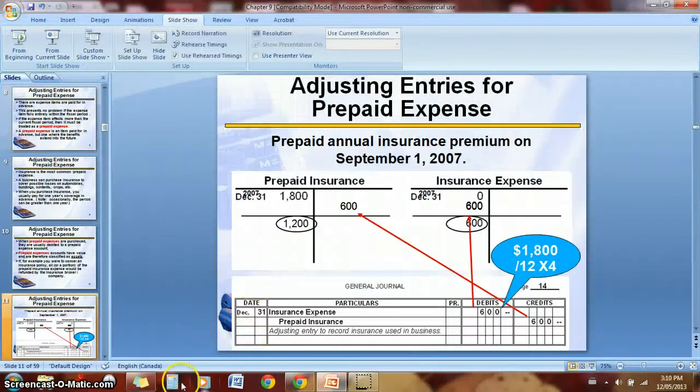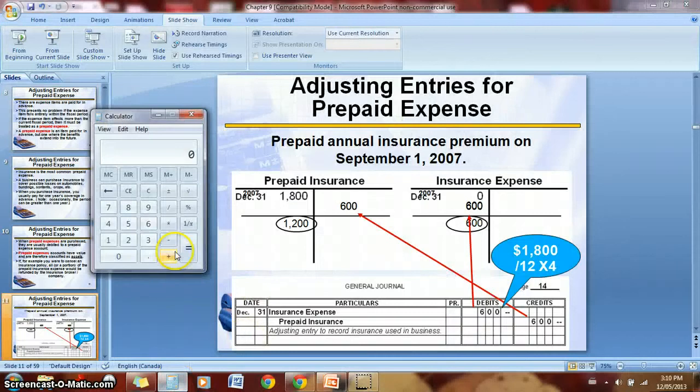If I take the $1,800 and divide this by 12, this means that for every month I'm paying $150 worth of insurance. From September to December, that's 4 months that have gone by for which I have been using the insurance. So I'm going to multiply this number by 4. The amount of insurance that I've used during this fiscal period is $600.